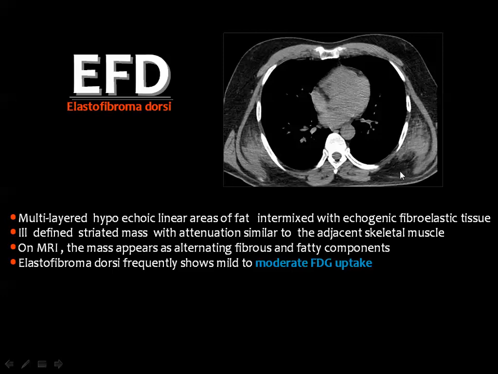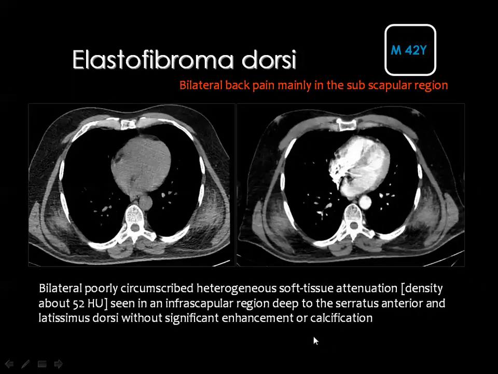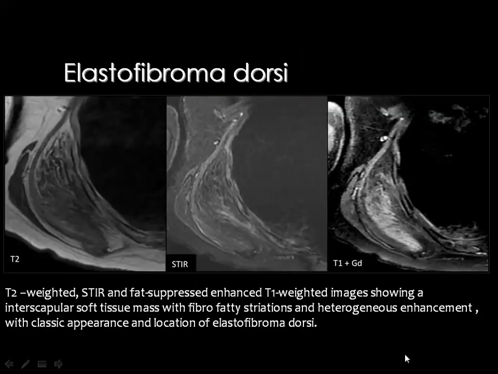The tumor may be unilateral, maybe bilateral, maybe symmetric, maybe asymmetric. And this is a very characteristic appearance both on CT images and on MRI. If you have a PET CT, the lesion may show some uptake. On the T1 weighted image, there is a striated appearance with a characteristic location, and on the T2 weighted image, you see similar findings. And this is a CT scan of bilateral, almost symmetrical elastofibroma dorsi.